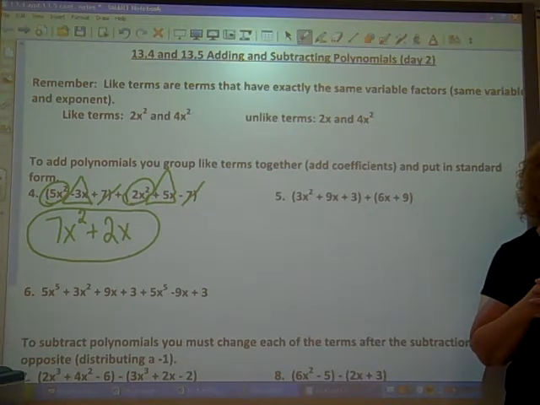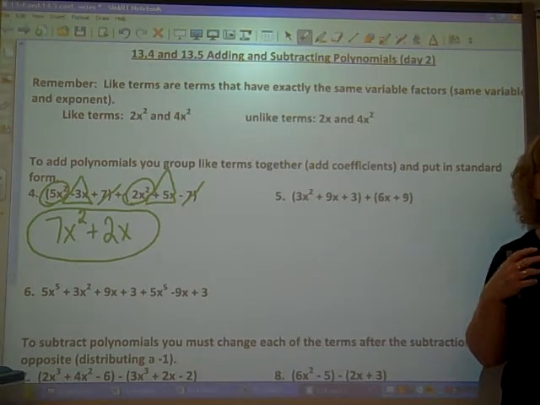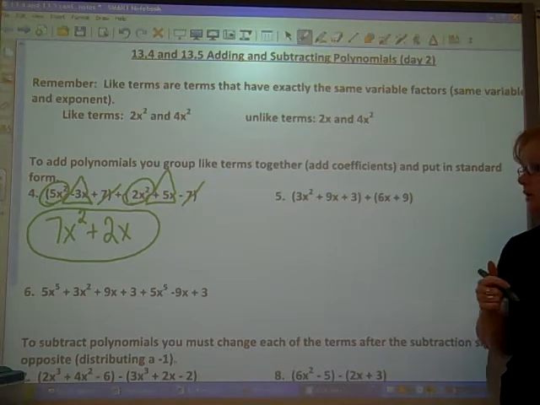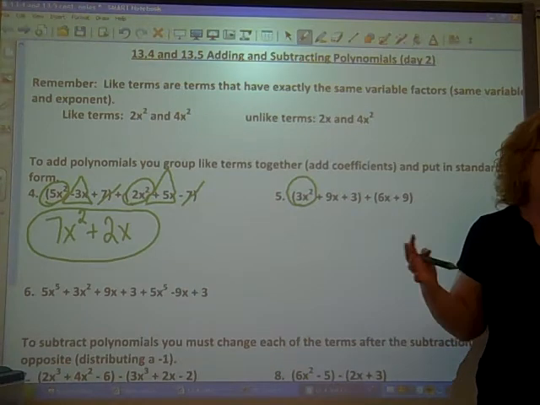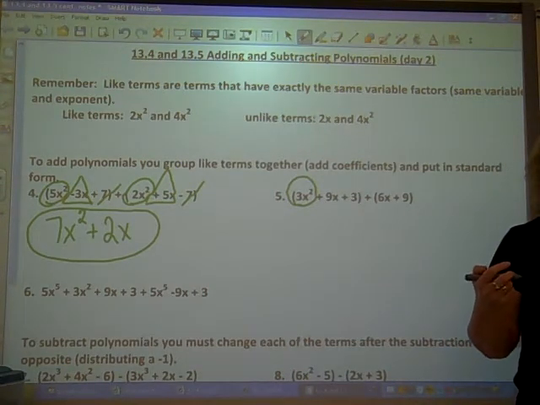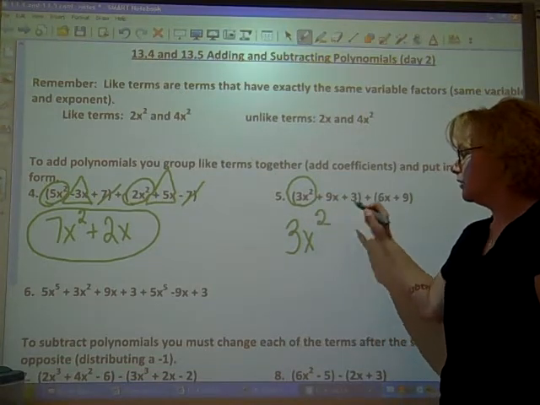What am I going to drop down? I can't combine it with anything, but it should go first. What is it, Nick? 3x squared. Okay, so Charlie, you see that 3x squared? I can't combine it with anything, but think about standard form. Wouldn't that go first? Because that exponent's highest. So I'm going to go ahead and drop it down.